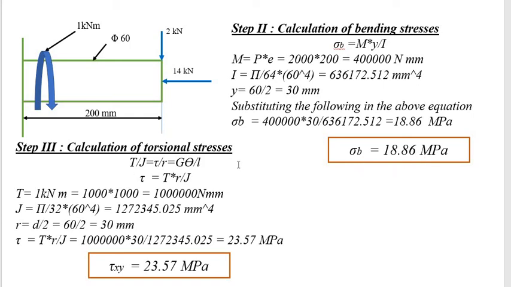Now let us calculate the torsional stresses. Torsional stresses are given by the governing equation T by J is equal to tau by R is equal to G theta by L, where T is the torsional moment, 1 kN meter is the value given, convert it into Newton mm. J is the polar modulus. Polar modulus for a circular cross section is given by the formula pi by 32 into d to the power of 4. R is the radius. Substituting the values, we get tau xy as 23.57 MPa.